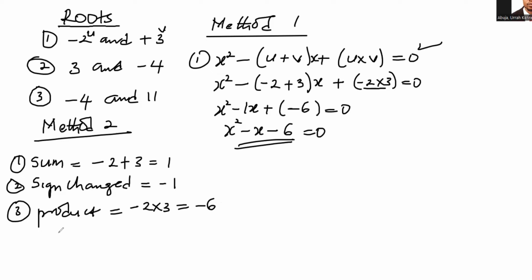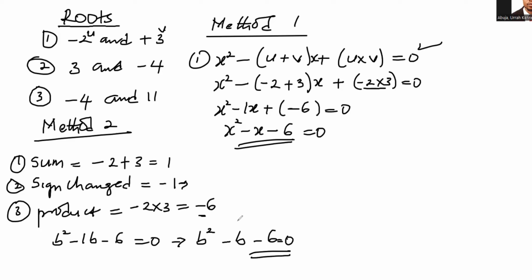So if we put all of them together, we can decide to use any alphabet. I am using B. So B squared, minus 1b as my second term, and -6 as my last term, equal to 0. By rearranging this, we have b squared minus b minus 6 equal to 0. You can see that it's still the same thing. The only thing that changed is just this step. So that's how to go about this particular question.